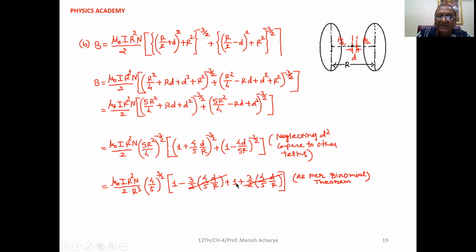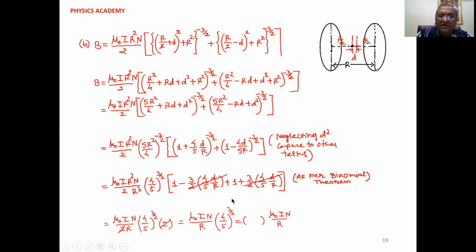And this 1 plus 1 will be 2. So you can write mu 0 I n, this r square upon r cube is 1 upon r, these 2 as it is, 4/5 raised to 3/2, 2 cancelled. So mu 0 I n upon r into 4/5 raised to 3/2. And now if you solve this term 4 by 5 raised to 3 by 2, then it will come to approximately 0.72.